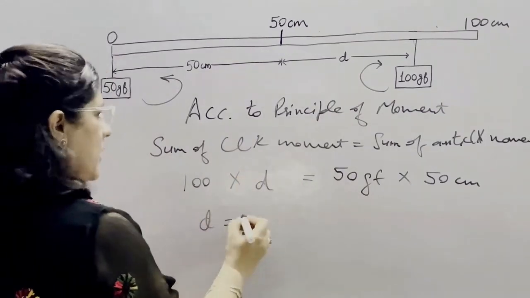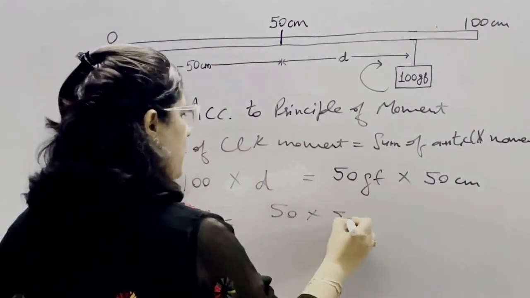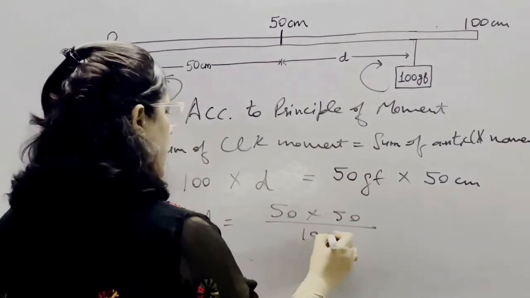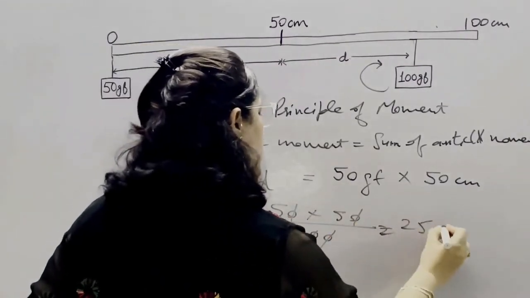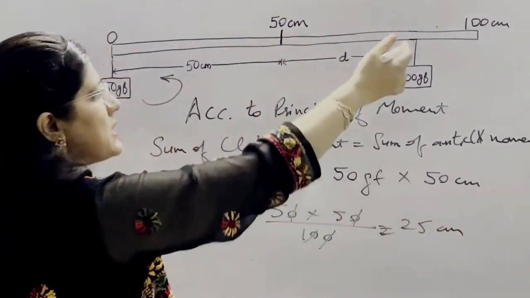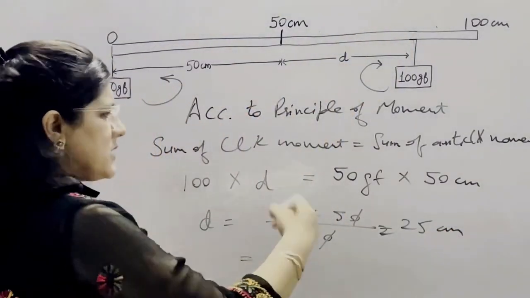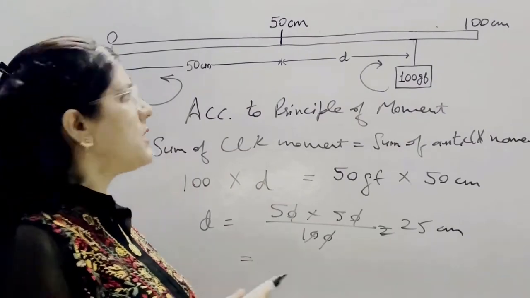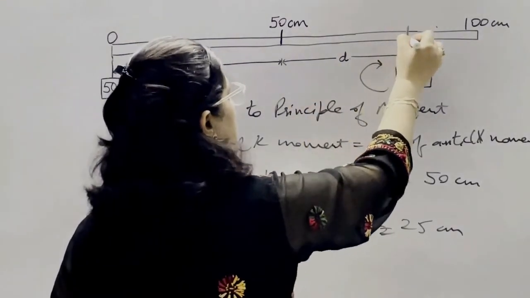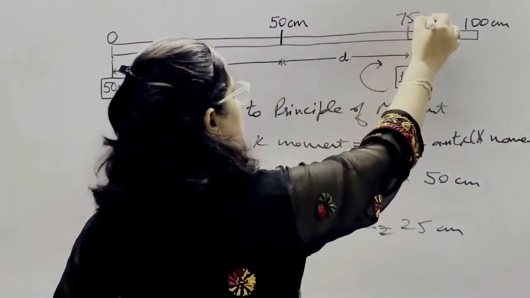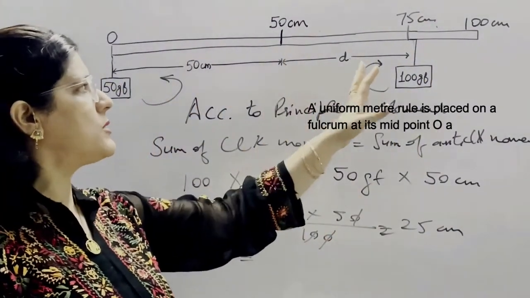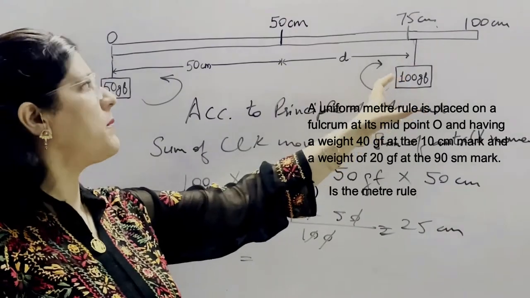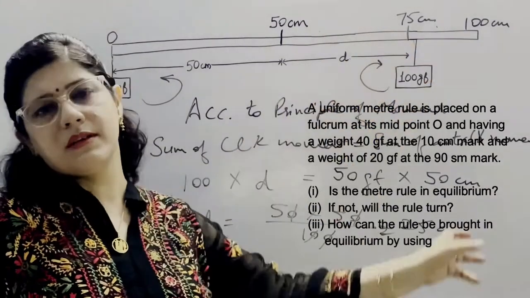So what is the value of D? It is 50 into 50 divided by 100. So the answer is 25 centimeter on the other side of the scale. 25 centimeter on the other side means the marking is at the 75 centimeter mark. So we can say that if we want to bring the scale to horizontal position, then the 100 GF weight can be balanced at the 75 centimeter mark.